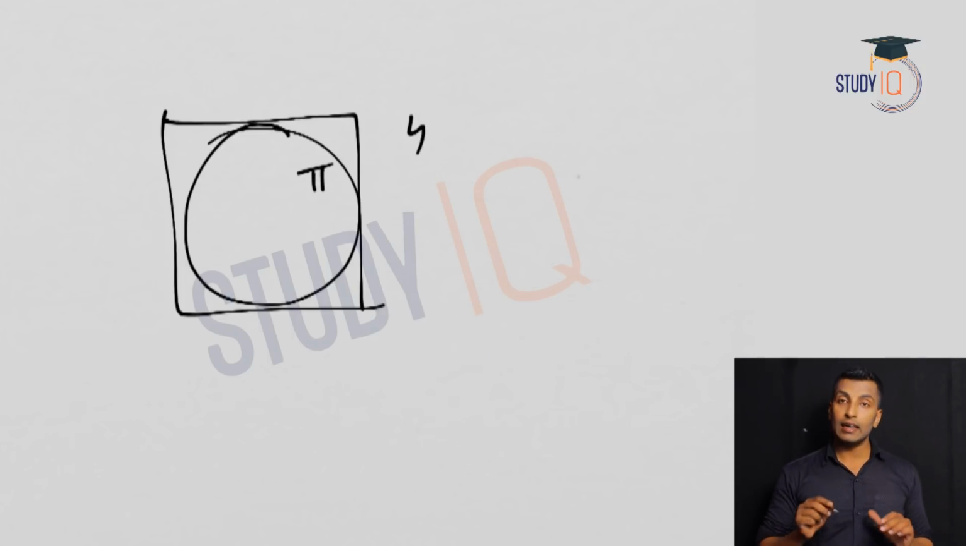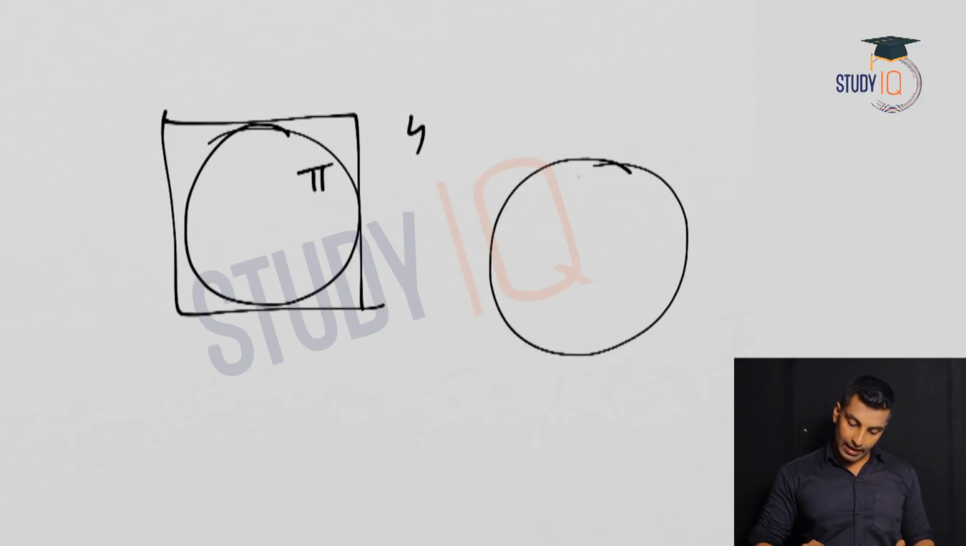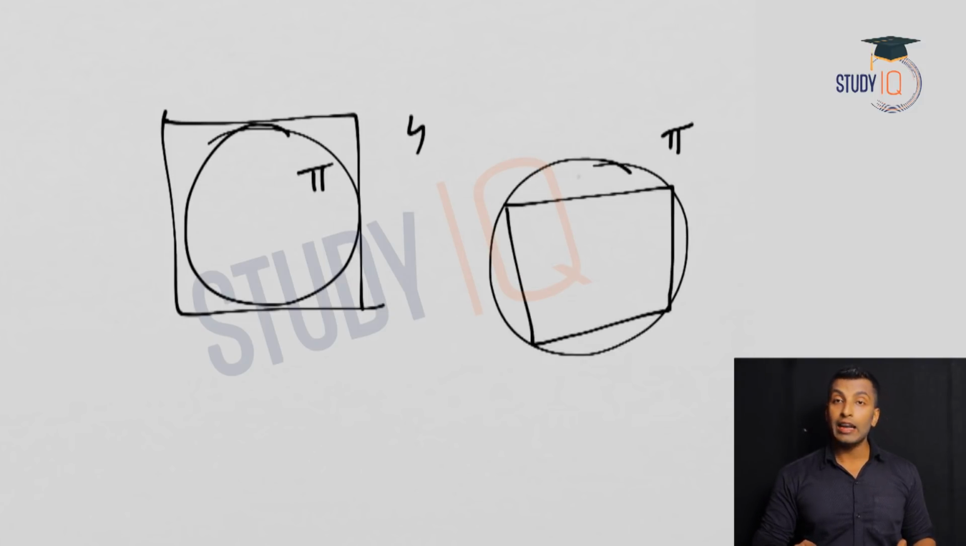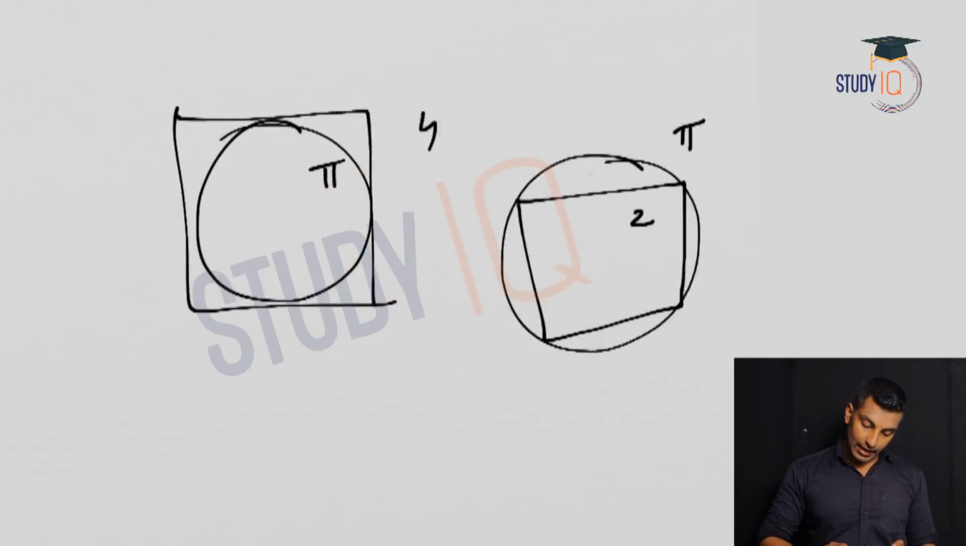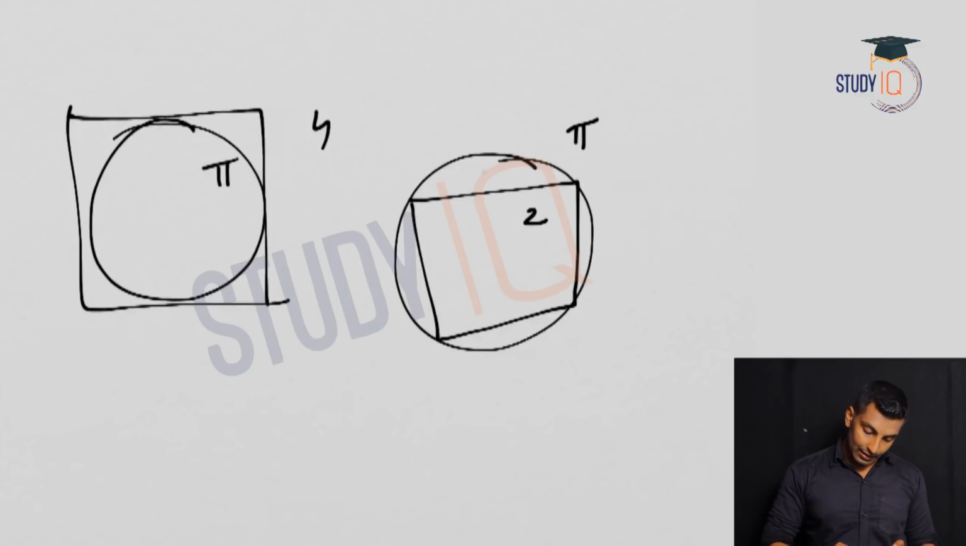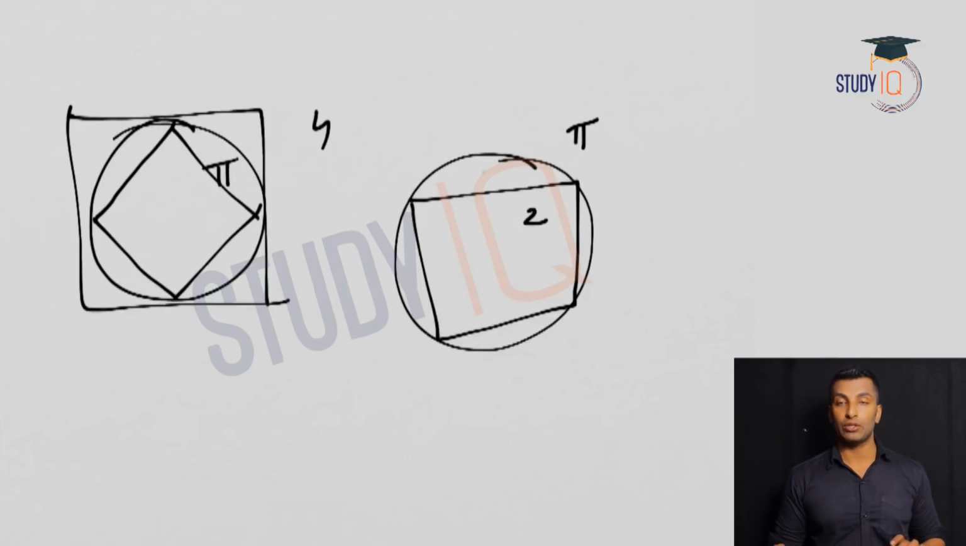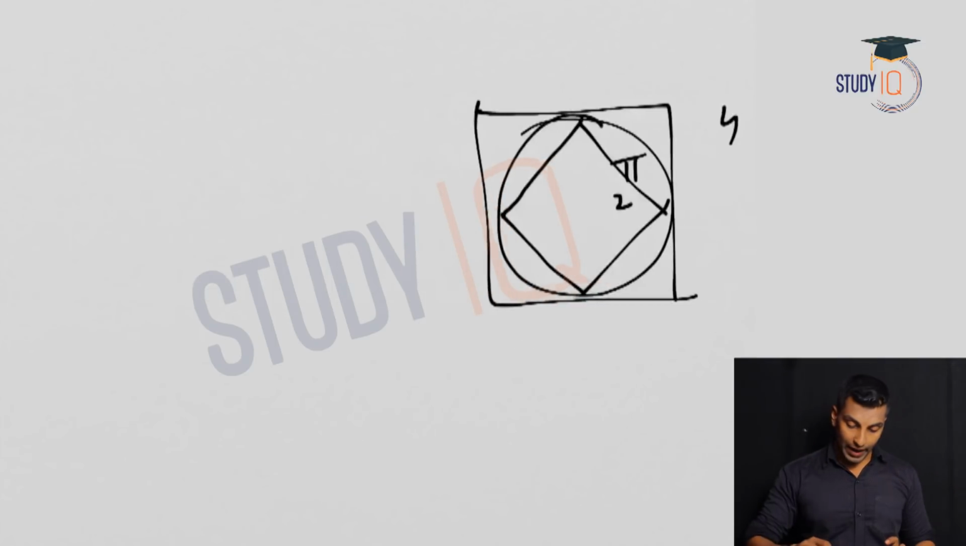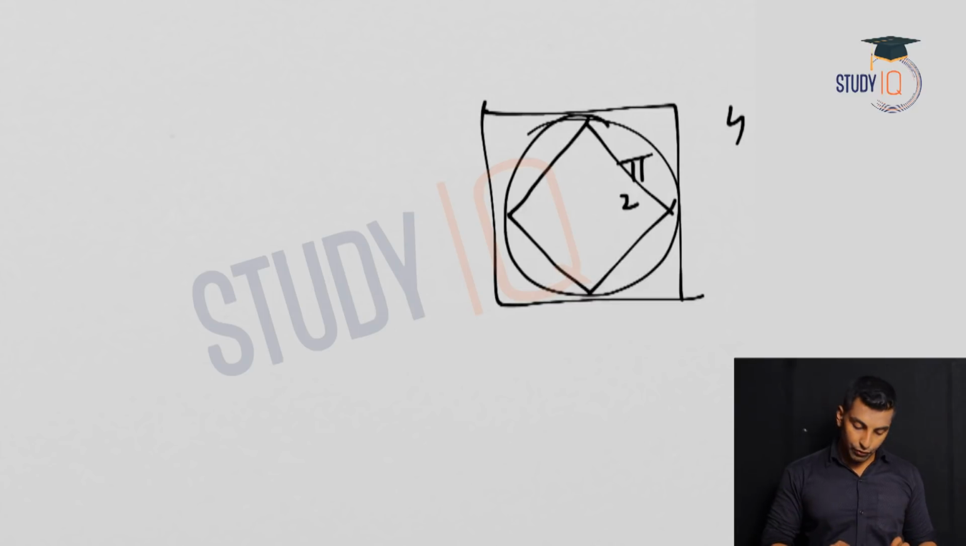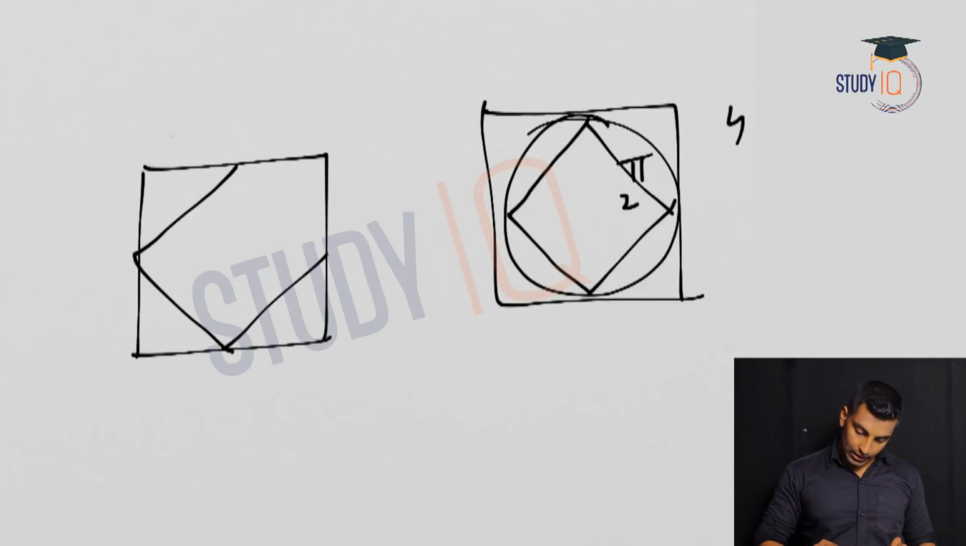Now if the circle is outside, if this is the case, then the ratio is pi and 2, the reverse, pi and 2. The reason is, see, it's like this only, 4 pi, and then the square is formed by joining the midpoints of the first square. So this is actually 2 because that is half. Now why is it half? Because the inner square, if you see, is formed like this.